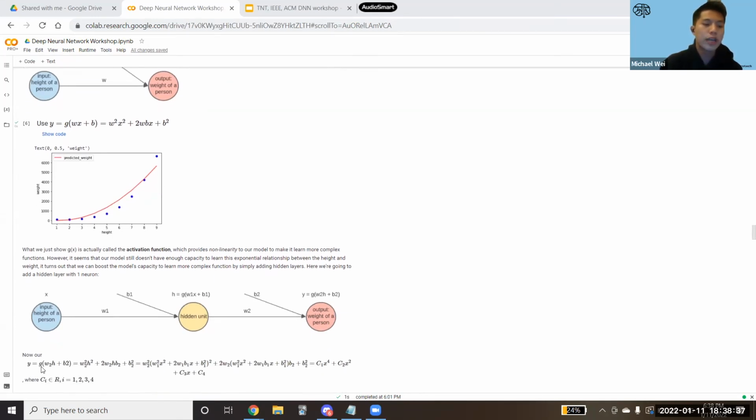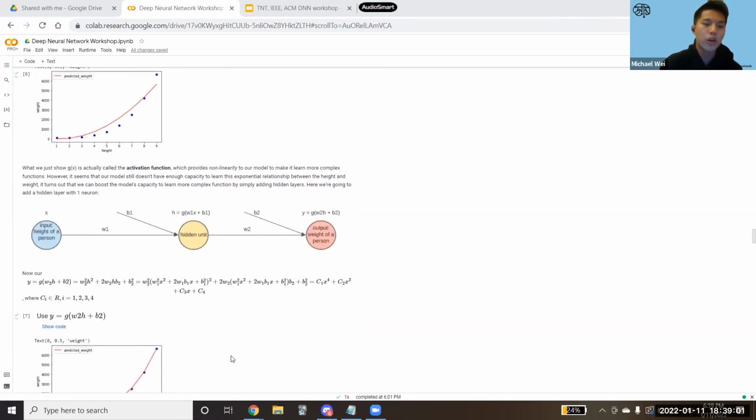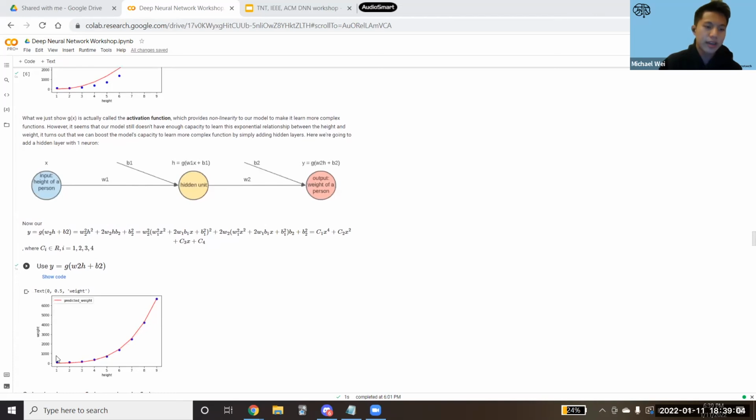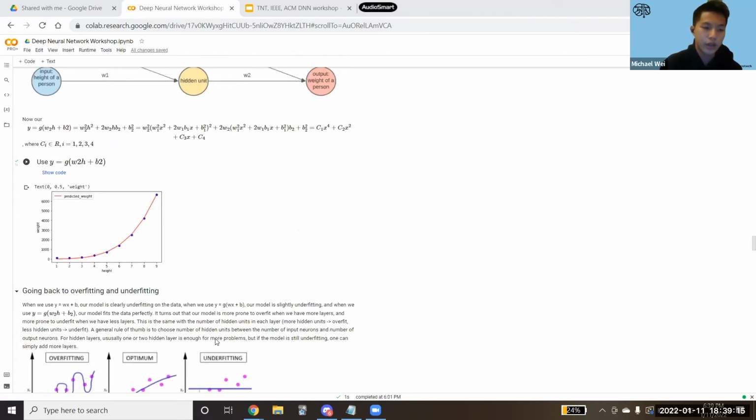So if we expand out the terms of y here, we can see that now we have C1, C2, C3, C4, which are just some real number constants. Now we have the x to the fourth term, x squared term, x term, and the constant term. With this new model, we're supposed to be able to model our data in a more robust way. And as it turns out, we were able to model our data perfectly with the introduction of one more hidden layer with one hidden unit.